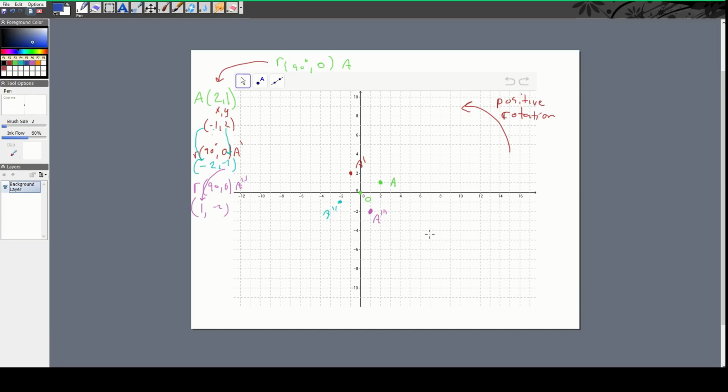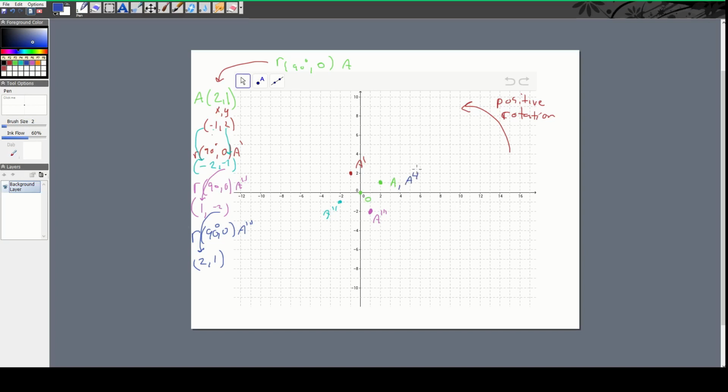What's the color I haven't used? If I rotate A triple prime 90 degrees about O, I'm going to swap this over, negate it, and I get 2, 1. So let's see where I am. Here's 2, here's 1. That is A to the 4th prime.